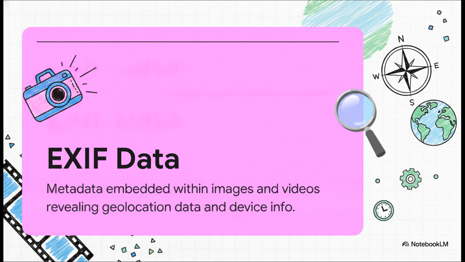Now, during collection, you also have to verify the authenticity of what you're looking at. A totally critical piece of this puzzle is EXIF data. This is the hidden metadata embedded right inside image and video files. EXIF data can actually reveal the exact make and model of the camera that took a photo, the precise time it was taken, and crucially, specific GPS coordinates. It's an absolutely incredible source of truth for geolocating targets.